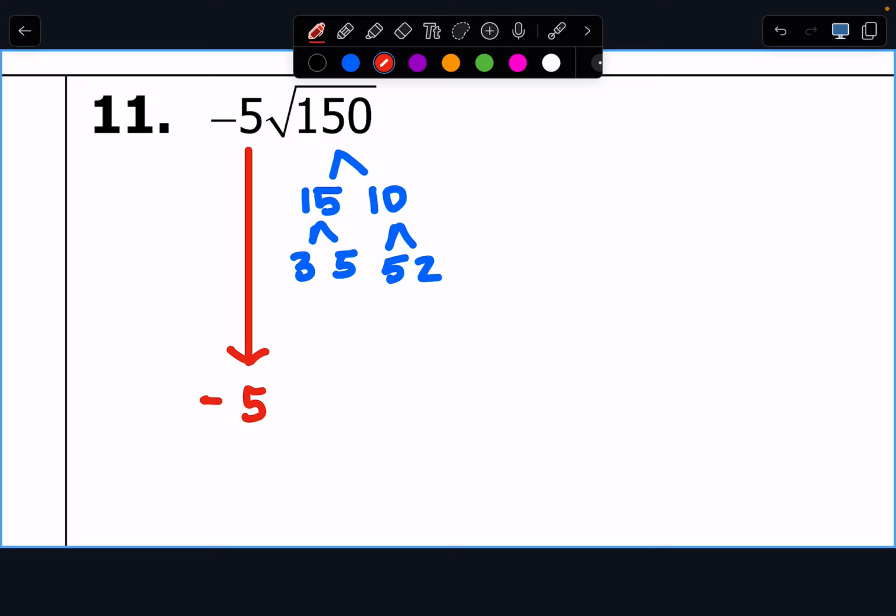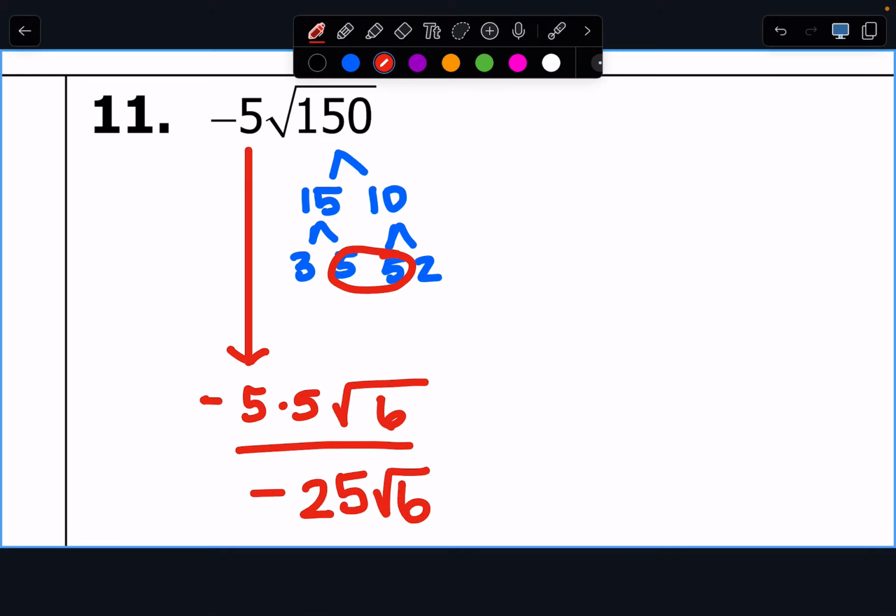Who gets to come out of the radical? 5. The pair of 5s come out as a 5 and under the radical? 2 and 3. So we have -25 radical 6. Is that what you got? Yes. Okay.